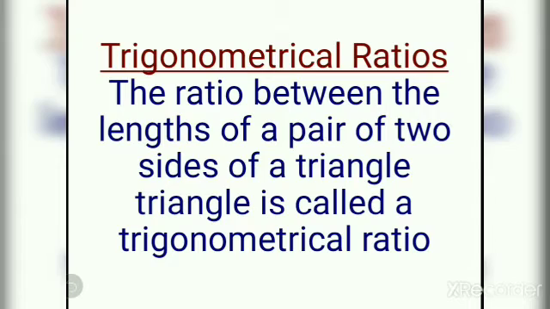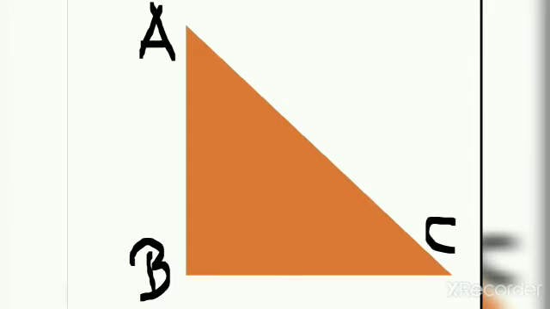What is this trigonometrical ratios? The ratio between the lengths of a pair of two sides of a triangle is called the trigonometrical ratio. So in a right angle triangle, how many pairs of two sides can you have? You know that there are three sides, AB, BC and AC. If you are taking the ratio of the lengths of a pair of two sides, that is AB by BC, BC by AC and AC by AB, you get 3.